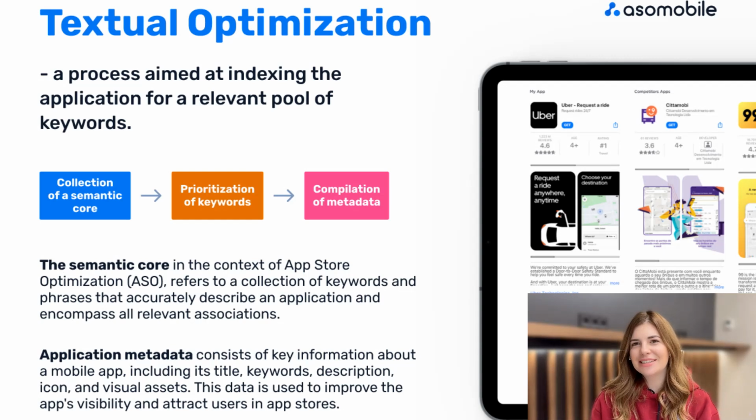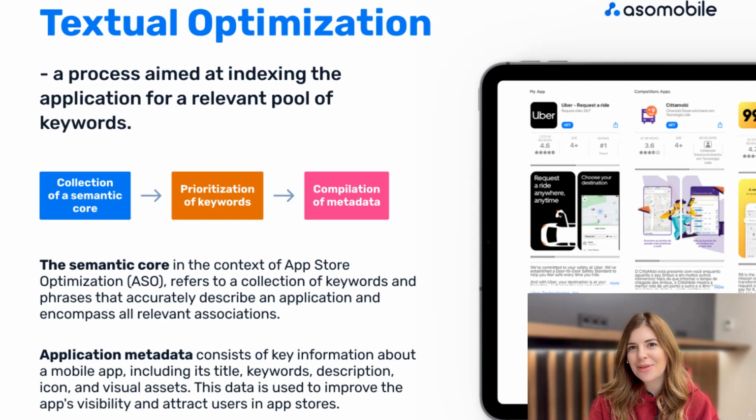Creating good app metadata, including choosing the right keywords and following each app store's rules, is very important. It helps more people find your app when they look for related things in stores like Apple's App Store or Google Play. Using the right keywords and following these rules can make your app show up higher in search results, making it easier for people to find and want to download it.